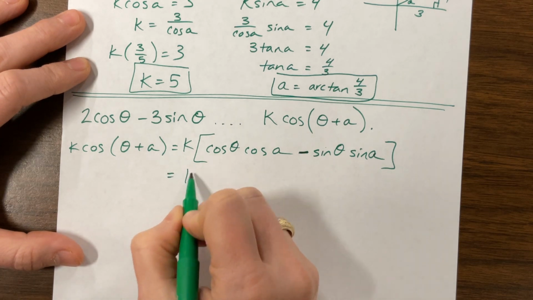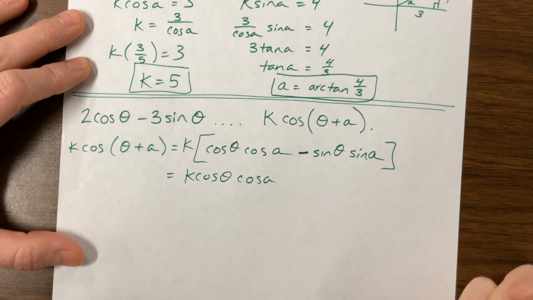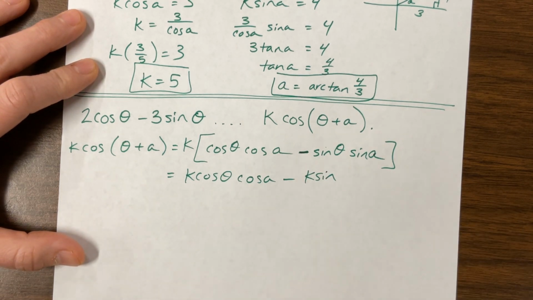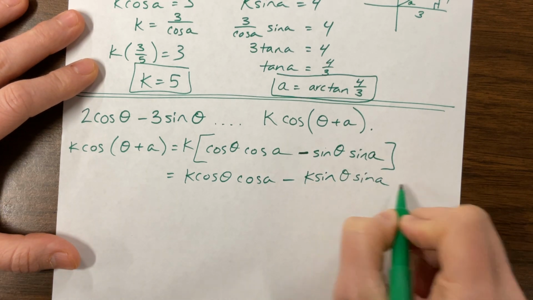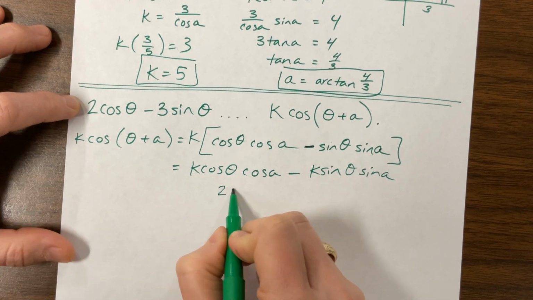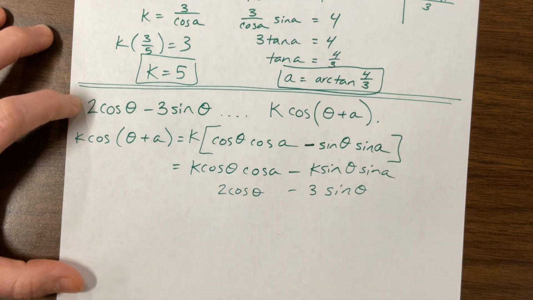So what do I have? I have k cosine theta cosine A. It's just an A. I'm used to seeing alpha and beta for angles, and so when I see this A, I want to call it alpha. I think that's what my brain's doing. So this term right here, 2 cosine theta, and this is a minus 3 sine theta. So let's compare these things.